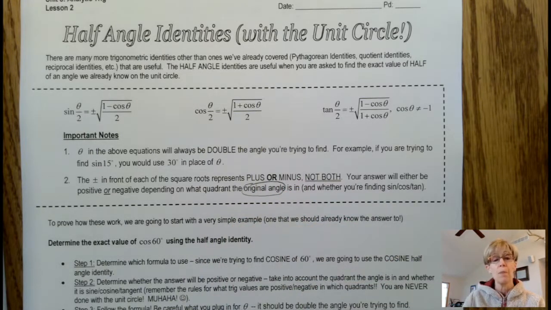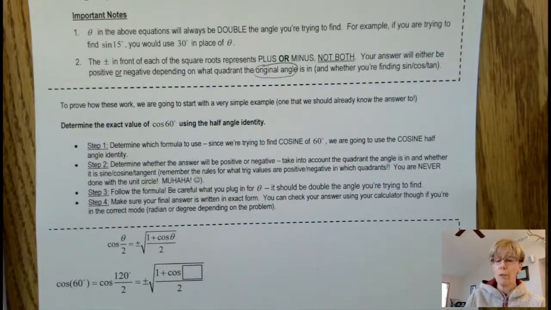The problem that we're going to work on is to determine the exact value of cosine of 60 using the half-angle identity. So our first step is to determine what formula we're going to use. So we are going to use the cosine half-angle. Second part, we're going to determine whether the answer will be positive or negative, based on the quadrant the angle is in, whether it's sine, cosine, or tangent. Remember the rules for what trig values are positive or negative in each quadrant.